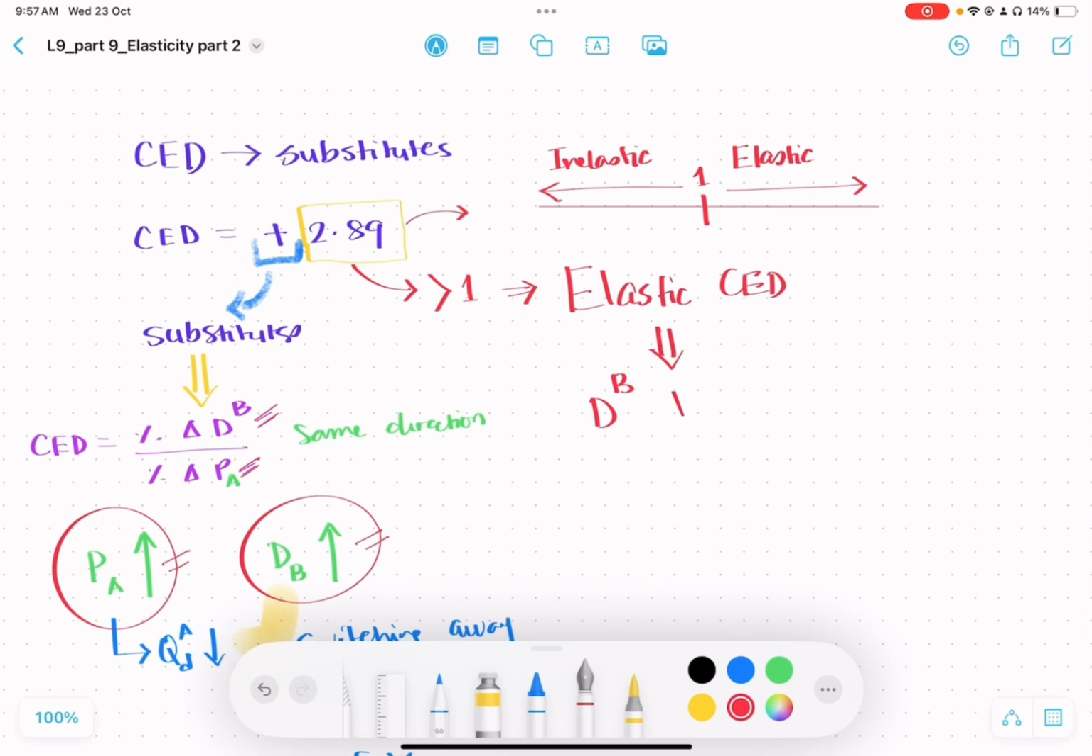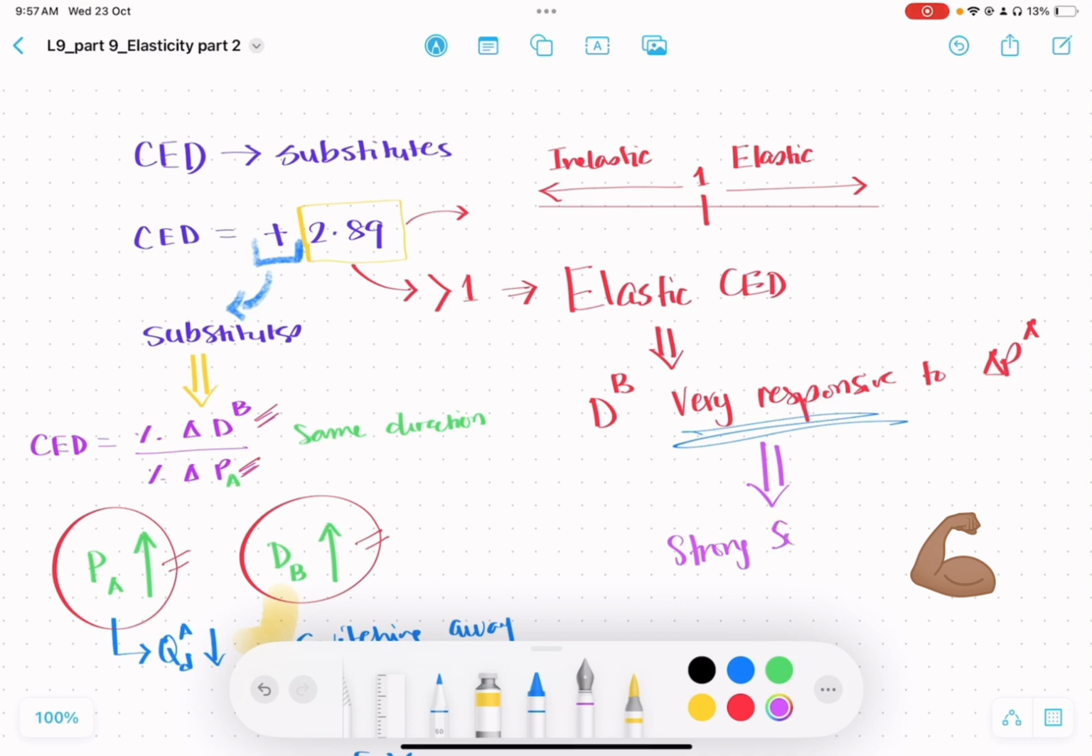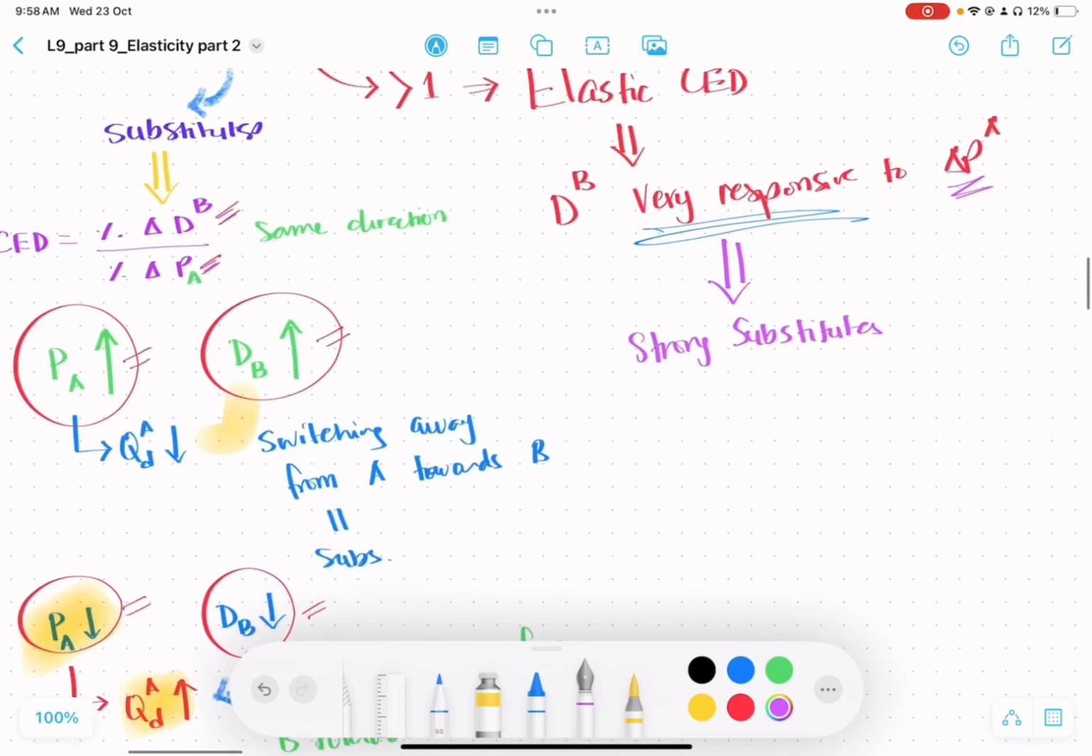demand for good B is very responsive to a change in the price of good A, and the fact that it is very responsive tells us that we are dealing with very strong substitutes, right? And that is why the minute the price of good A goes up, people can easily switch to the substitute, which means they're almost interchangeable, and thus we're calling them very strong substitutes.